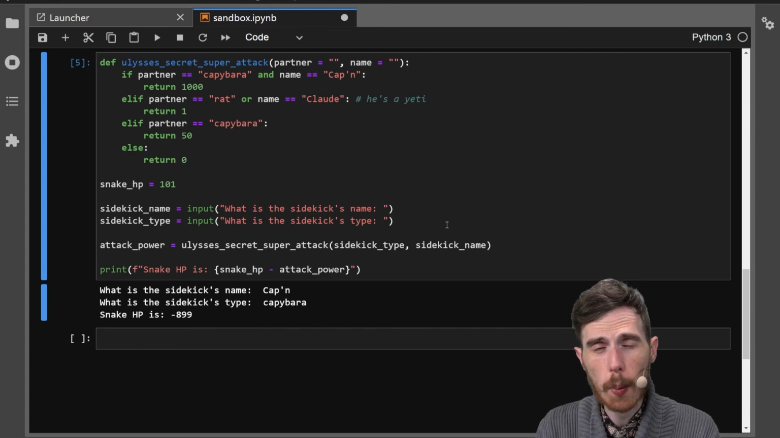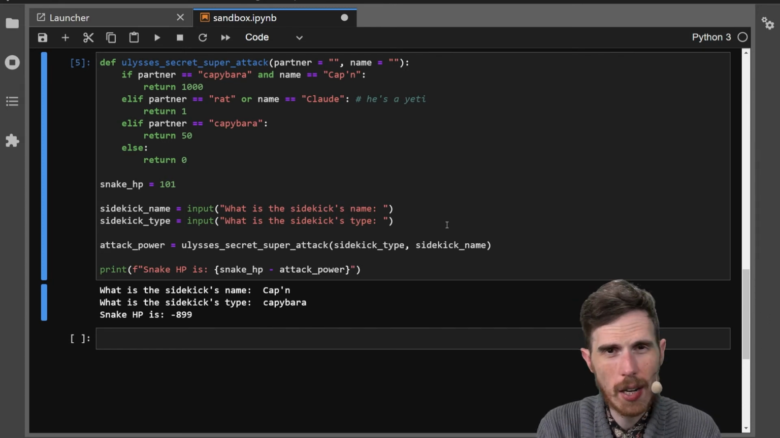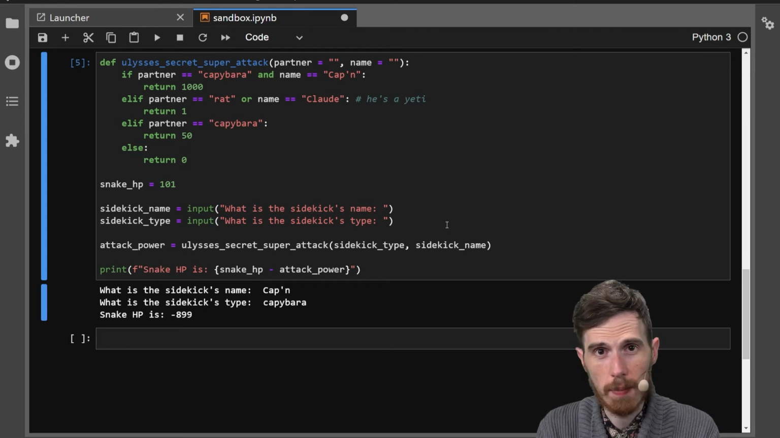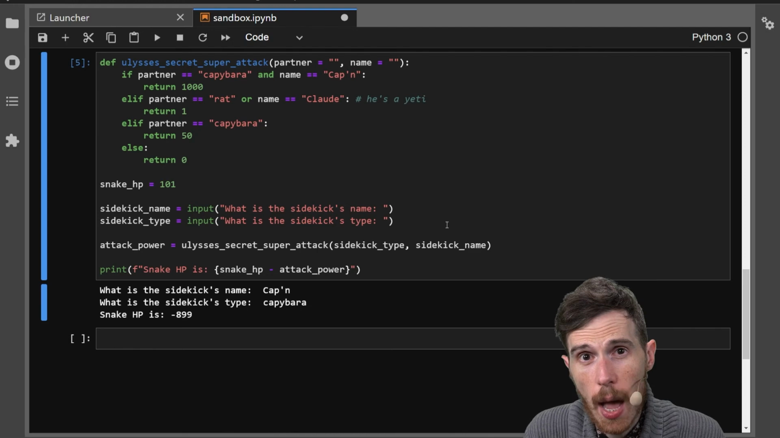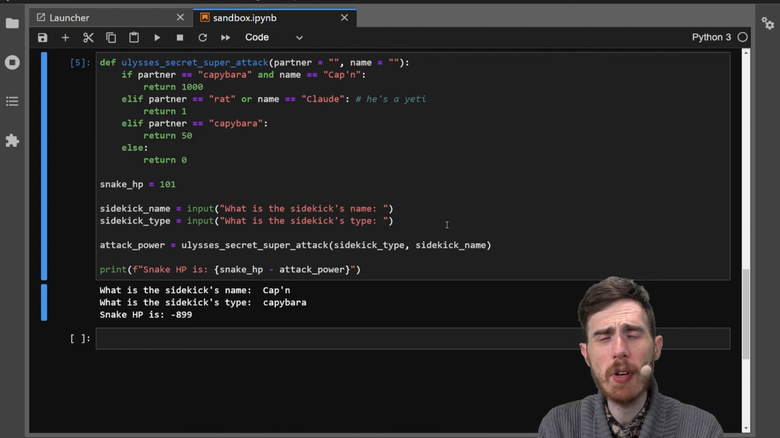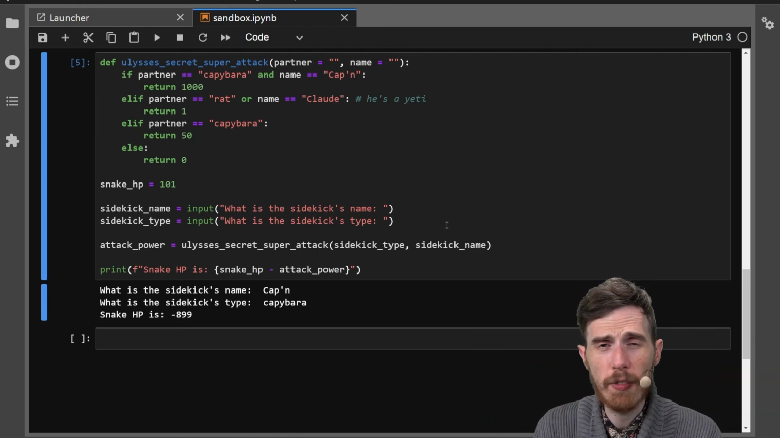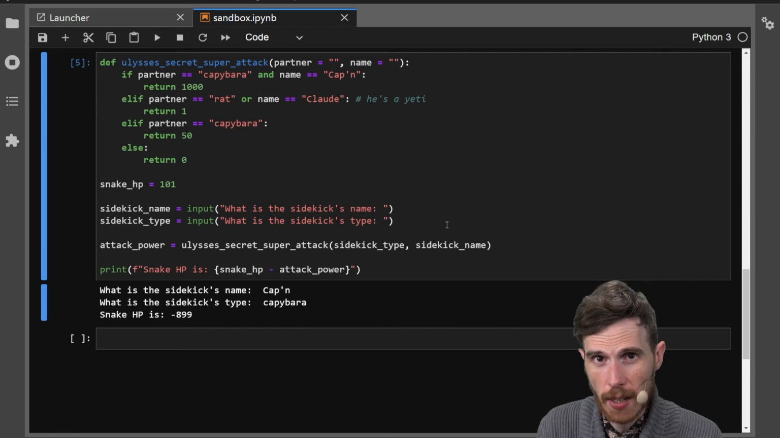We had that or where we put in the rat, or we put in Claude, and we got the 1. We had the last one where the name was just nothing, and the type was a capybara, and we got a 50. We had the other where we put in any other value, and we were able to find out that the return 0 happened. So we're able to see how we can couple together things. So in the case that, again, the capybara and the name was Captain, we got the most powerful attack, and we were able to finally subdue the snakes.